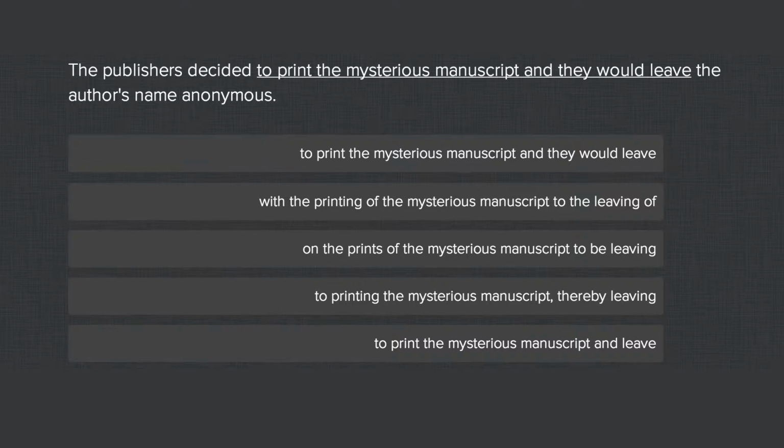This is the real-time rows, and we've got verb issues here and parallelism issues here. So let's start out with the verb issues, and those are going to affect the middle three answer choices.